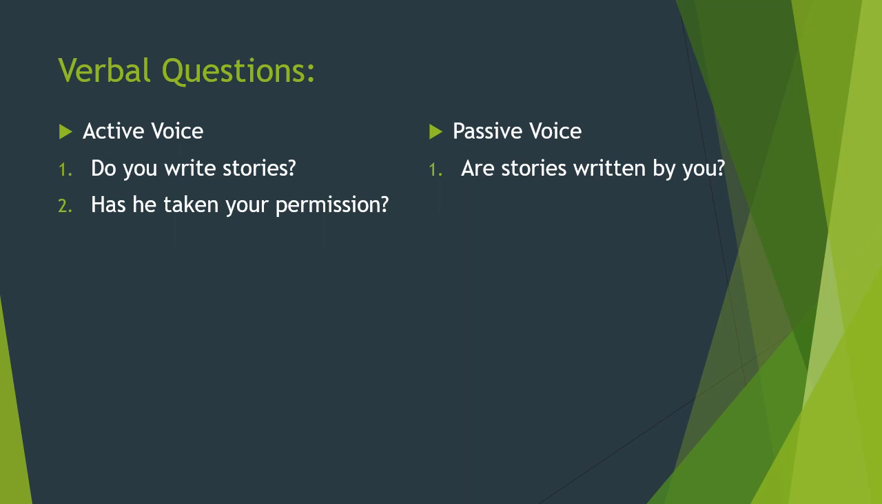Now identify the tense of the verb. It is present perfect tense. Present perfect in passive will change to has been taken. Subject and object you need to exchange. Now according to the structure of the question in passive, the passive voice of the statement will be: has your permission been taken by him?